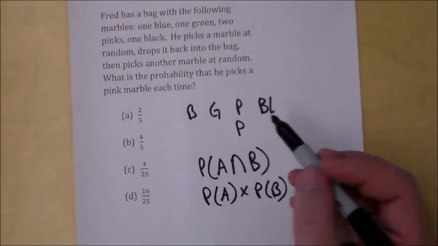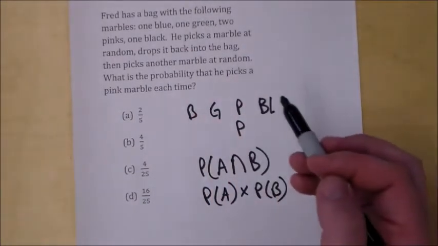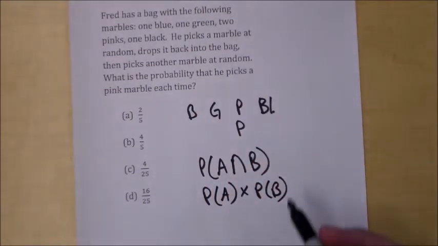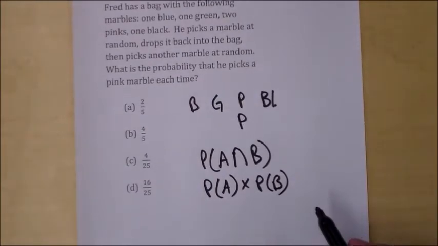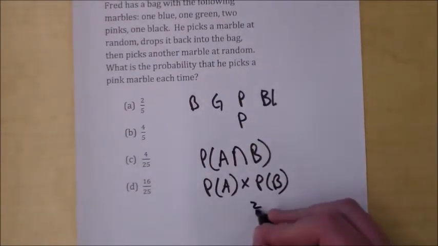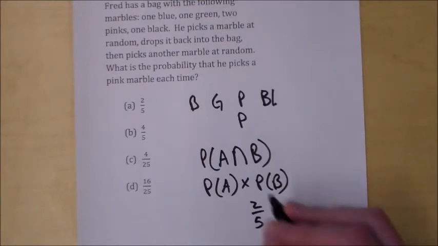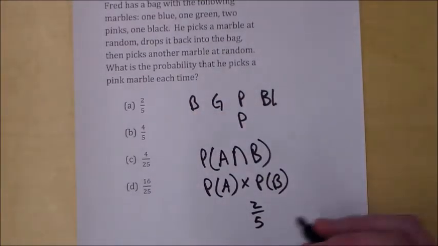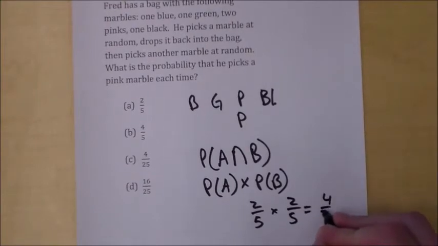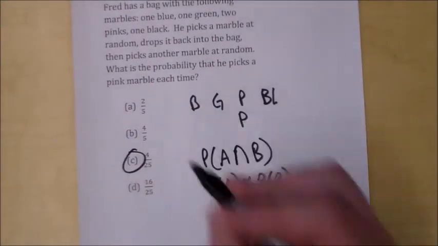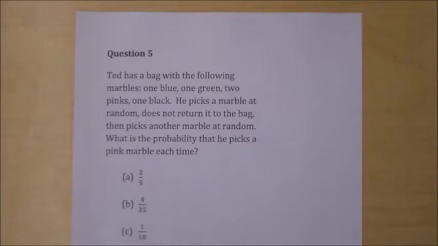Okay, so what's the probability that he gets a pink marble the first time? Well, favorable over possible, right? He has 5 choices, 2 favorable, so 2 over 5. Drops that marble back into the bag, picks another marble. Going to use the multiplication rule. And what are we going to get? We're going to get 4 over 25. We're good. On to question 5 and Ted.